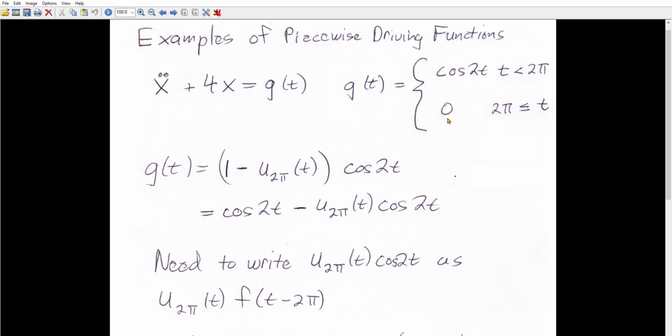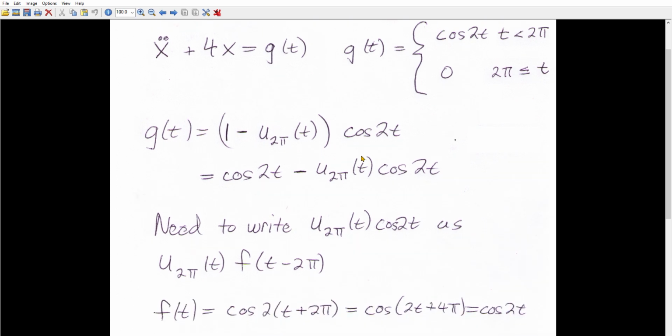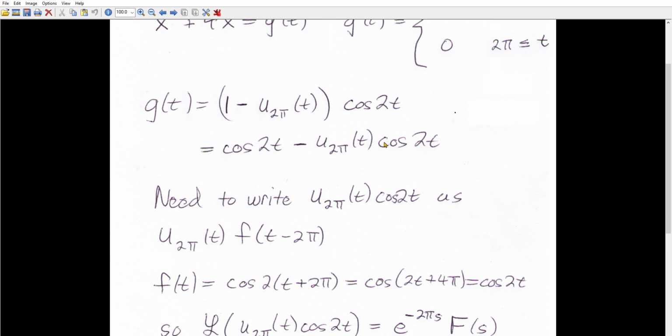Okay, so the way to write this in terms of step functions is to write it as 1 minus u_2pi of t times cosine 2t. We see this works because when t is less than 2 pi, this term is 0, and you just get cosine 2t. When t is bigger than or equal to 2 pi, u_2pi of t turns on, 1 minus 1 is 0, so this whole thing is 0. So we multiply it out, and we get the following expression.